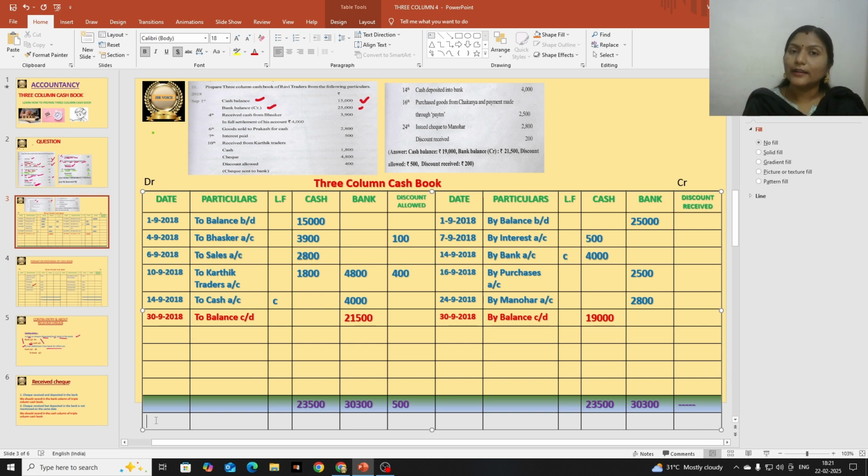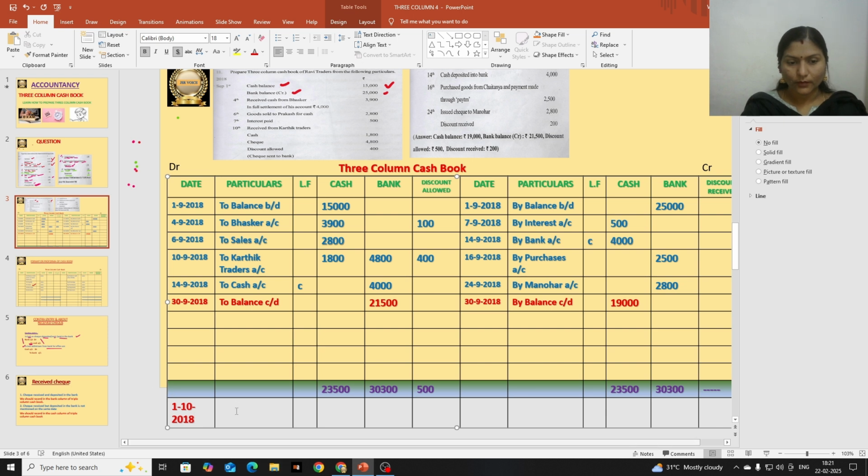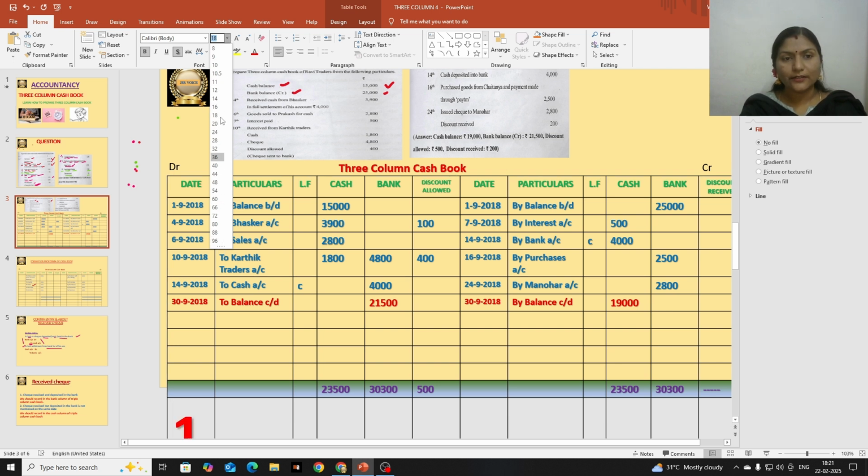So what is the balance carried down date? 30-9-2018. What is the immediate next day? 1st November. Okay, so the opening date of next month will be recorded. Sorry, it is not November, it is October. We are going to write 1st October, 1-10-2018. All transactions are related to the September month, so the next month is October. So the October 1st date will be recorded here. Hope this is clear for everyone.